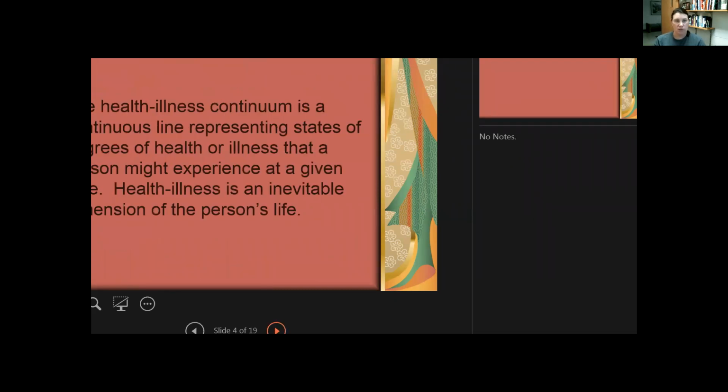Here's where we get into different nursing theorists. Again, pay attention to this part. You'll want to be using this in your paper, but here is what some theorists have to say about health. Sister Callista Roy says the health-illness continuum is a continuous line representing states and degrees of health or illness that a person might experience at a given time. Health and illness are inevitable parts of a person's life.